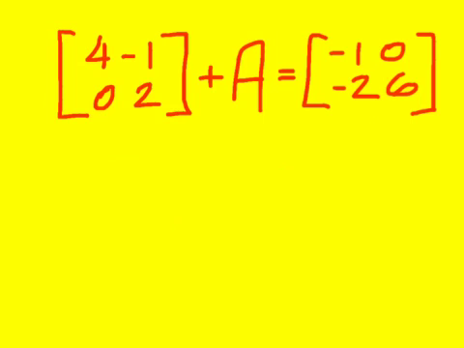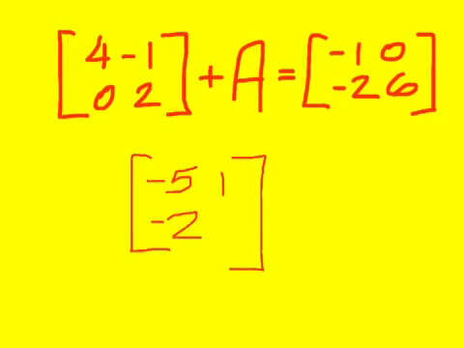Example number 2. What is the value of row 1, cell 1 in the answer? Four plus a number is negative 1. What would it be? Negative 5. Row 1, cell 2, or row 1, column 2. Negative 1 plus a number is 0. What's the answer? 1. 0 plus a number is negative 2. What's the answer? And 2 plus a number is 6. 4.